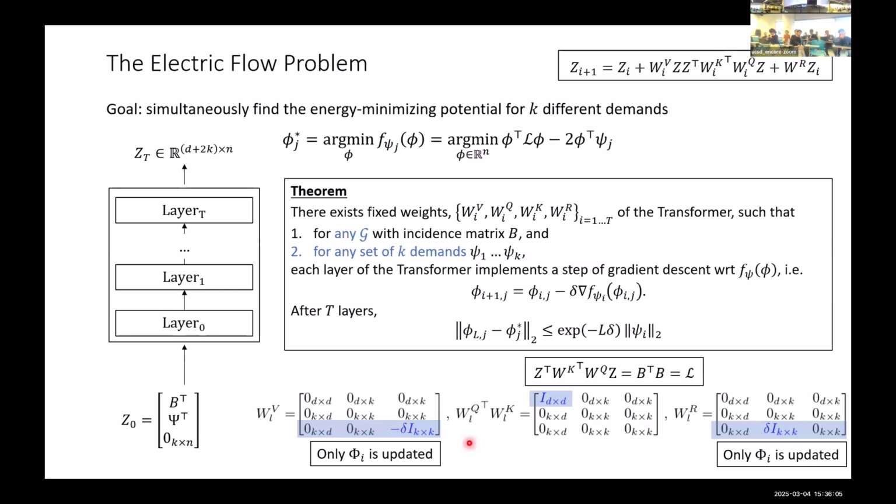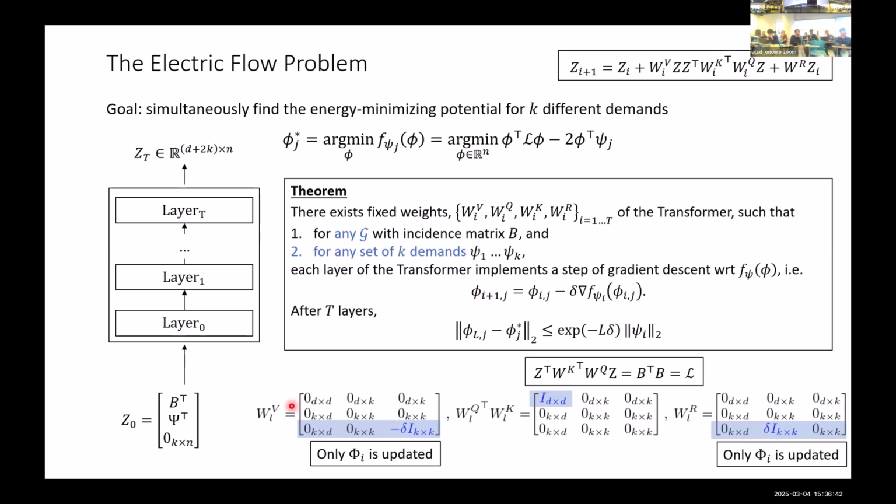I guess I want to point out a few things. First, if you look at the W_Q transpose W_K matrix, it's 0 everywhere except with the identity matrix in the top left block. And recall that our top left block is the B matrix, so B transpose, sorry, I forgot one of them. So Z transpose W_K W_Q Z exactly recovers the Laplacian. And the value matrix performs this update.